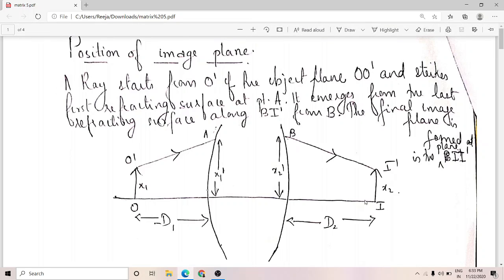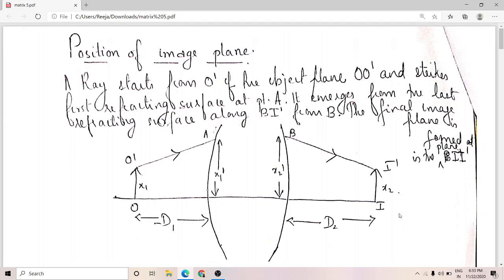So to determine the position of the image plane means, as usual, we determine the column matrix x2 lambda 2. But during this derivation, we obtain an important condition called the condition of the image plane, or condition for obtaining the image plane. So let us proceed.